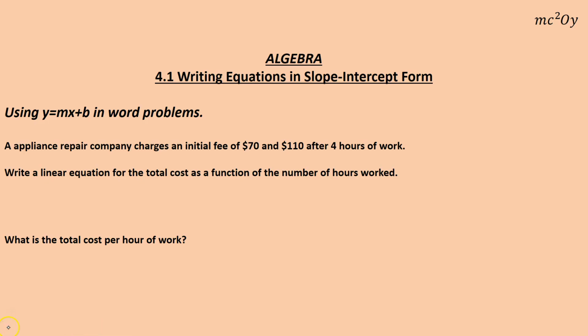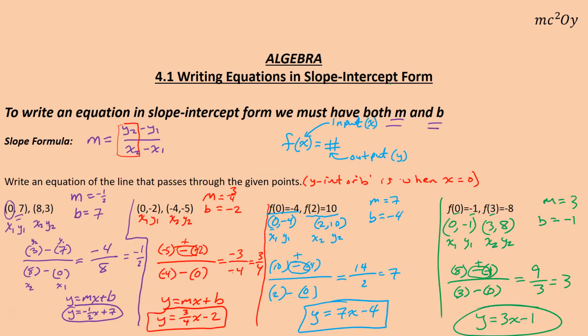Hey, one last thing here. Using y equals mx plus b in word problems. When we're dealing with that format in word problems, just note that usually your slope is a rate. And we can identify rate by the word per a lot of times, like per hour or per gallon or per second or something like that. That's a rate.